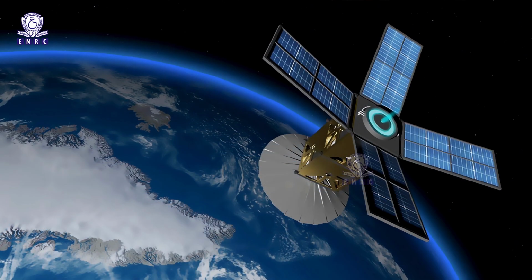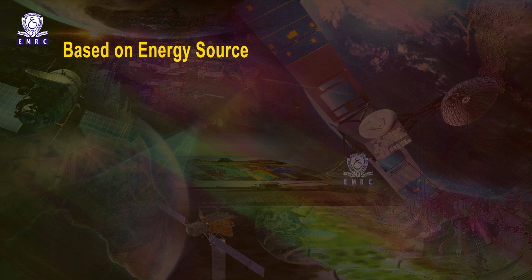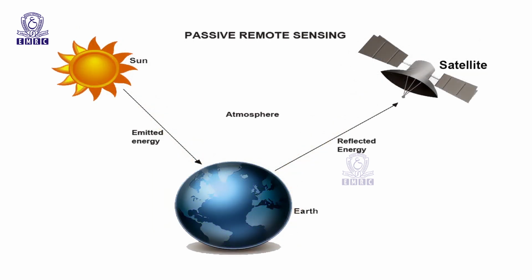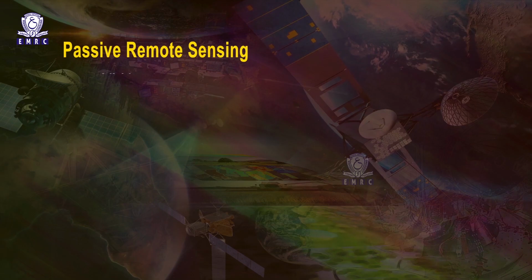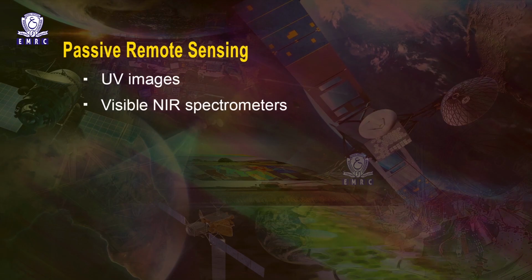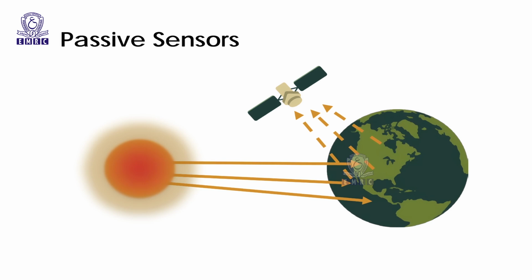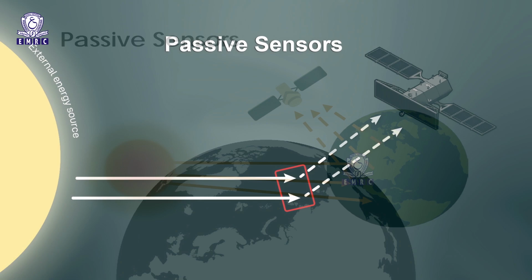Based on energy source, remote sensing can be divided into passive remote sensing. The sun's energy reflected or emitted from the Earth's surface features is recorded. When the sun's energy is used for remote sensing, it is passive remote sensing, such as UV images, visible, NIR, spectrometers, thermal sensors and microwave radiometers. As the sensing depends on the sun's energy, it can record images only in daylight.